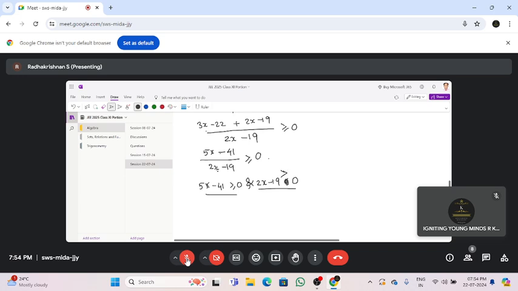Because if the fraction has to be positive, both should be positive, or both should be negative, like I was saying. So both should be satisfied, right? Then this says 5x greater than or equal to 41, 2x greater than plus 19. The plus 19, sir. Plus 19, very good. So x should be greater than or equal to 41 by 5 and x should be greater than 19 by 2.